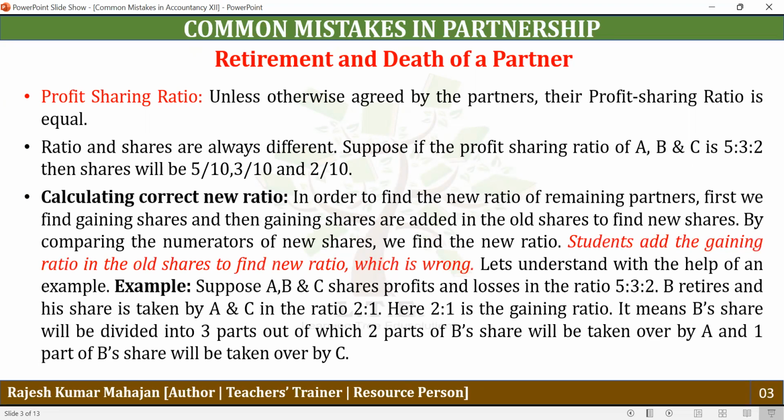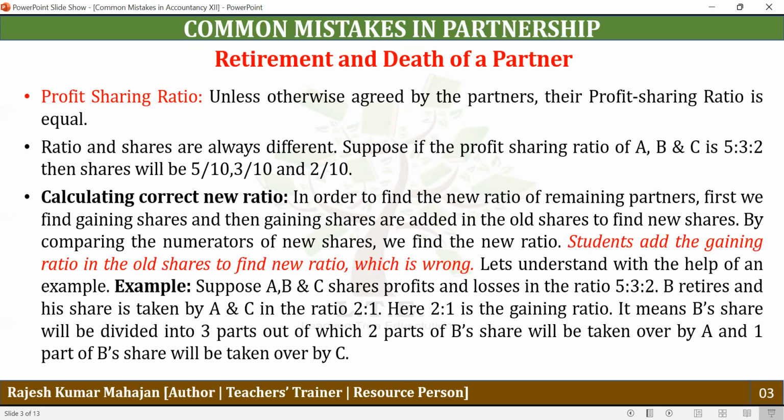How should we calculate the correct new ratio? When you calculate the new ratio, what do you need to do? First, you need to find out the gaining shares. After you find the gaining shares, these gaining shares must be added to the old shares of the remaining partners. Now, sometimes gaining shares are given in the question itself, and sometimes the gaining shares have to be obtained.